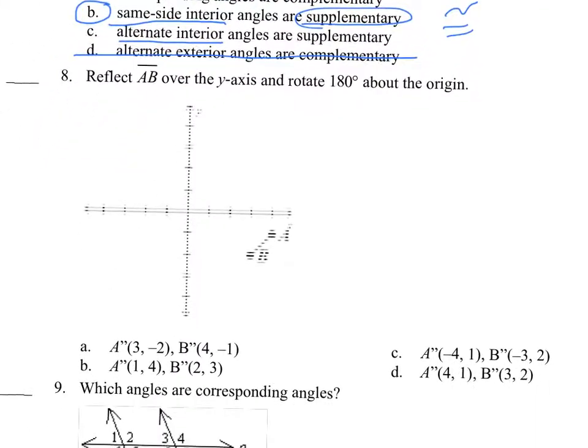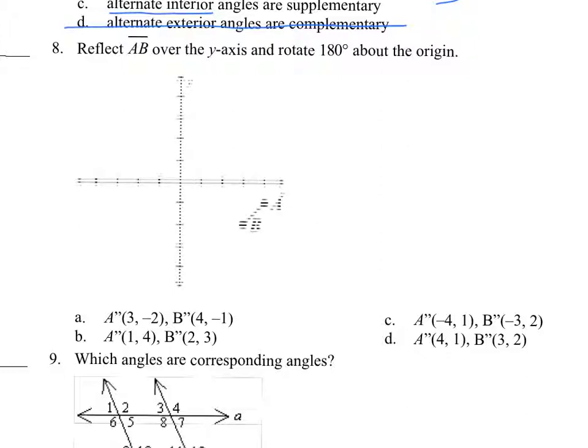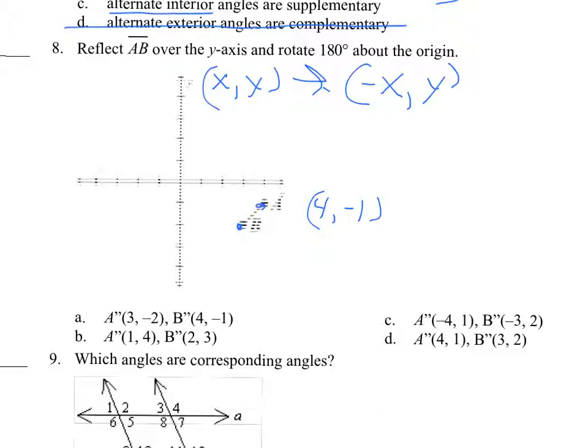Okay. Reflect AB over the y-axis. This is where you would benefit from having your table in your notes. If we reflected this across the y-axis, you would know that the rule says that we change the sign of the x-coordinate and leave the y-coordinate the same. So, for instance, A here is 4, -1. Well, its reflection would be -4, -1. And B, which is 3, -2, would become -3, -2.